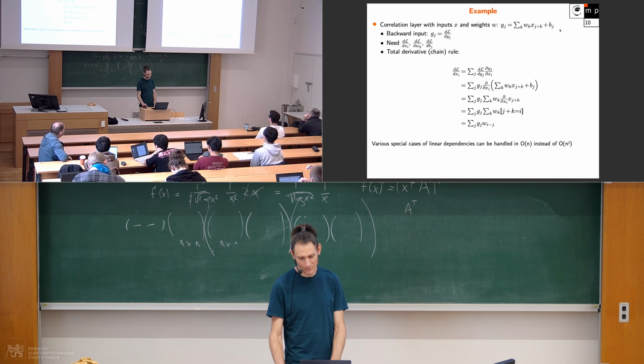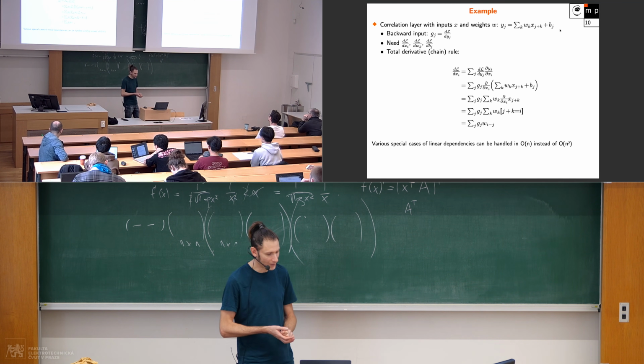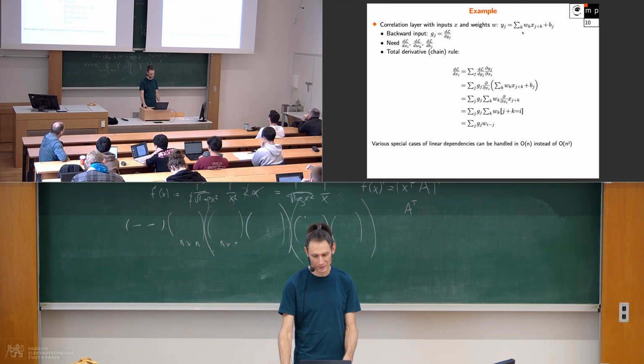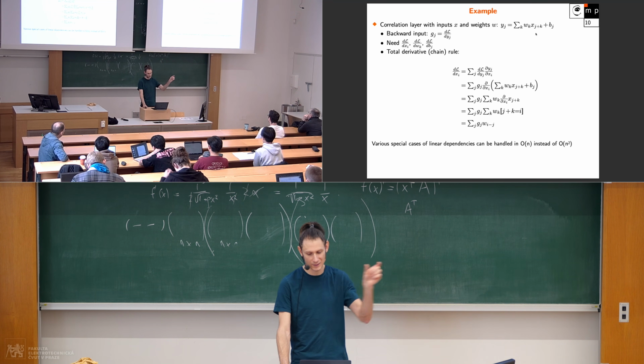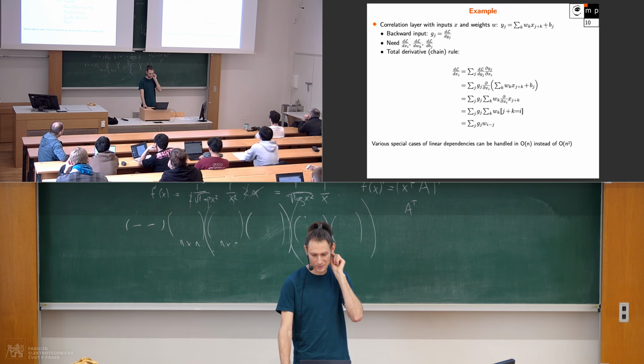Okay, now an example, and this example is already in this formalism. What we took in this example is a correlation layer. So we have some input X, and we want a sliding window with weights, and at the output location j, we look at the neighboring locations in the input, multiply them with the corresponding weights, and sum up. So this is a little one-dimensional correlation layer.